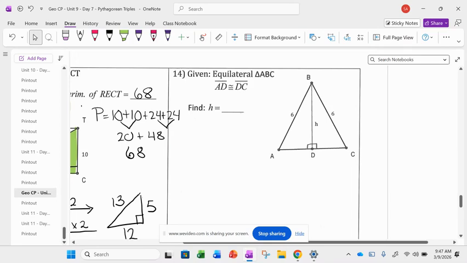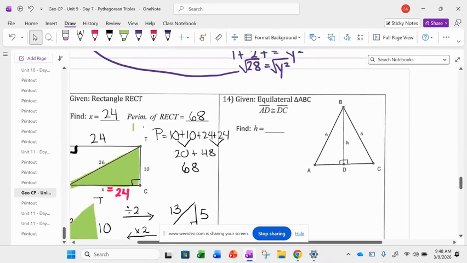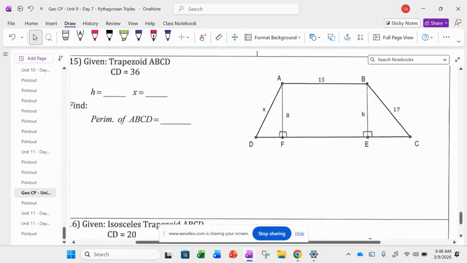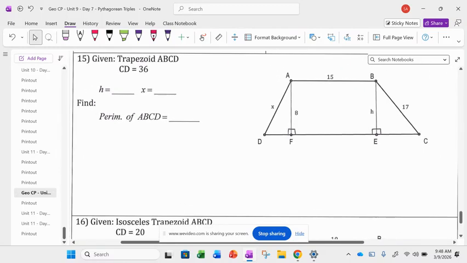Did we learn about 30, 60, 90 triangles yet? No, right? We didn't learn about those special triangles. All right, we're going to skip 14. That goes more with the 30, 60, 90 triangle. Let's do this. Let's go to 15.